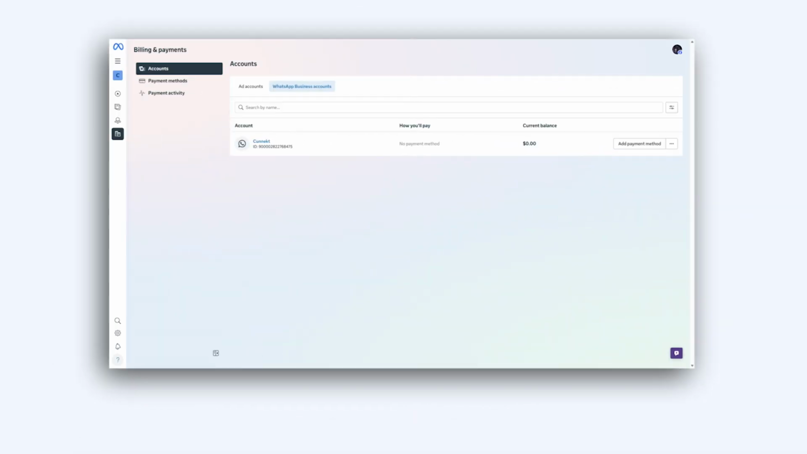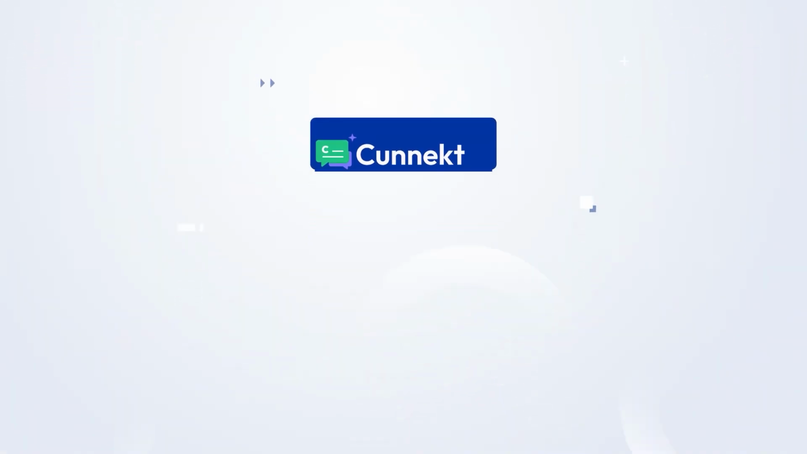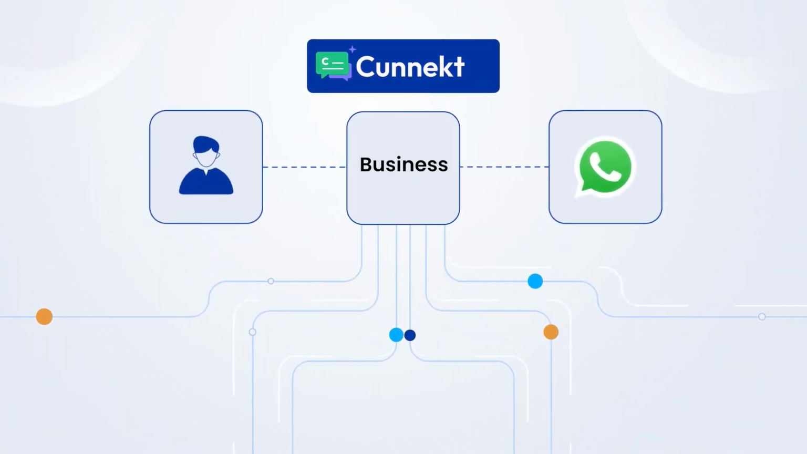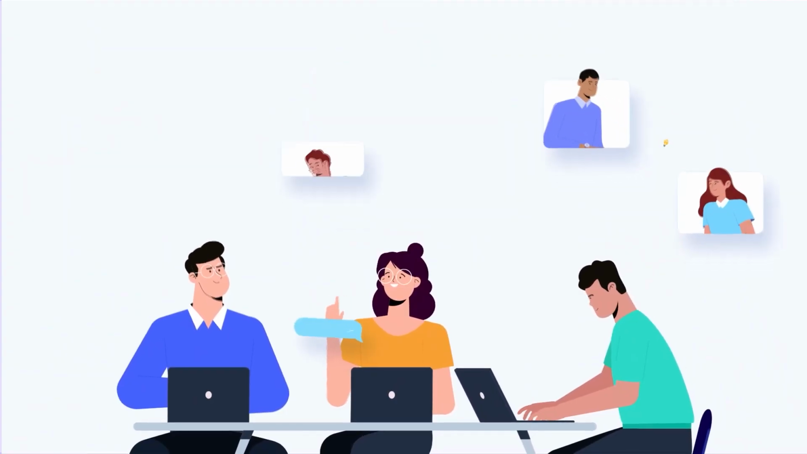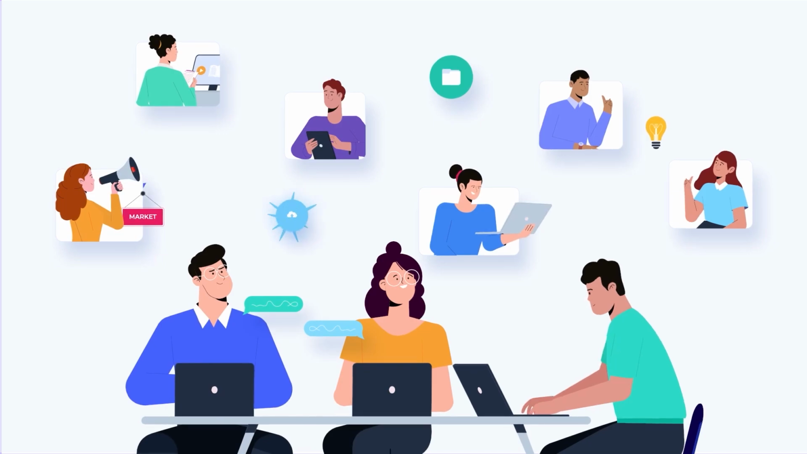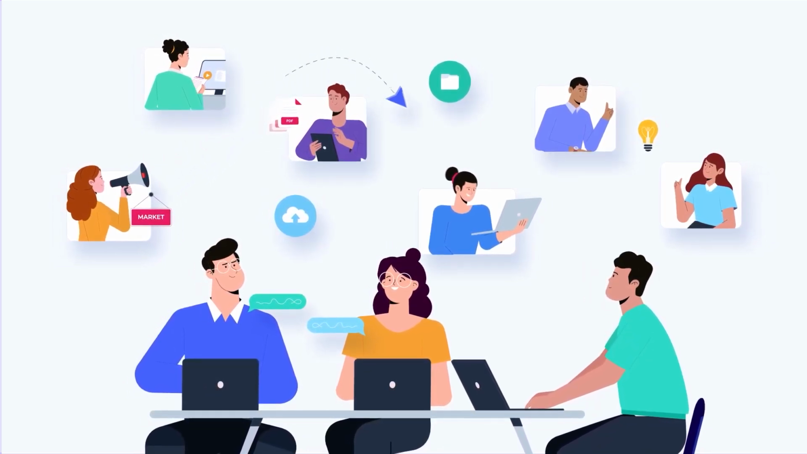People who have used the Cunnekt Cloud API for the onboarding process can add payment methods on Facebook for conversation pricing. You can also increase your daily WhatsApp messaging limit from 250 to 2,000 by undergoing Facebook business verification. Watch our video link in the description to learn more about the Facebook business verification process.